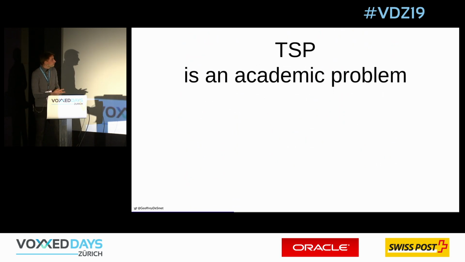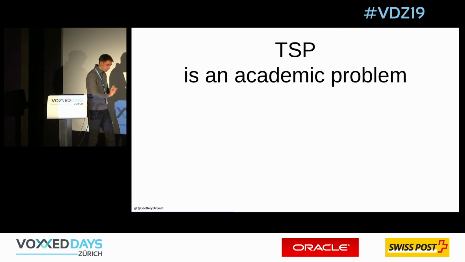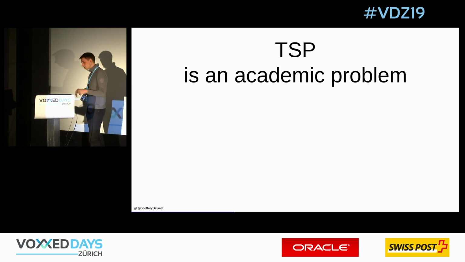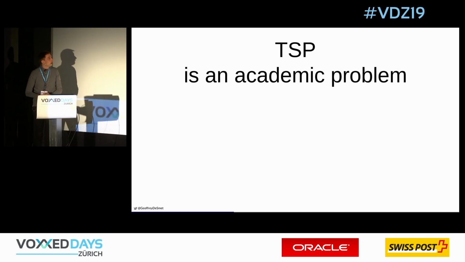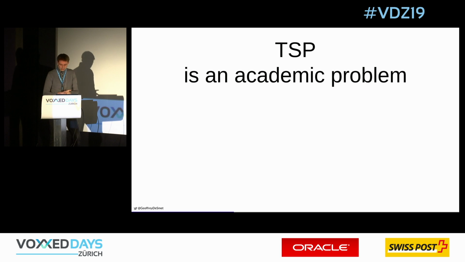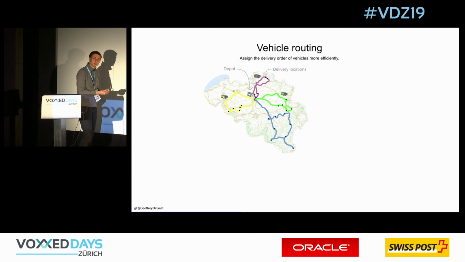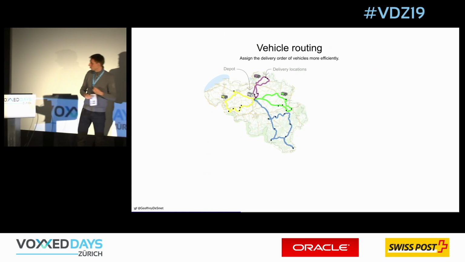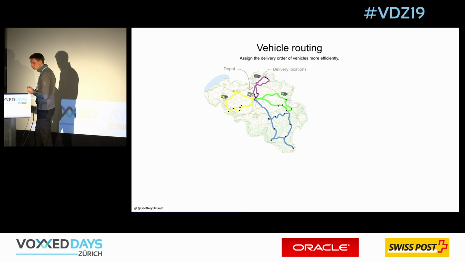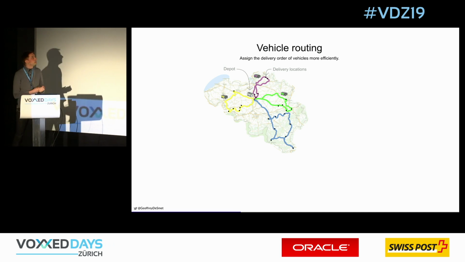Anyway, so TSP is actually an academic problem, right? Lots of research papers about that. It's been existing since the 50s or 60s, if I recall correctly. It's not really that interesting until you actually make it the vehicle routing problem. Then it becomes interesting. Then it becomes worth money, worth CO2 emissions. You can reduce your ecological footprint and things like that.